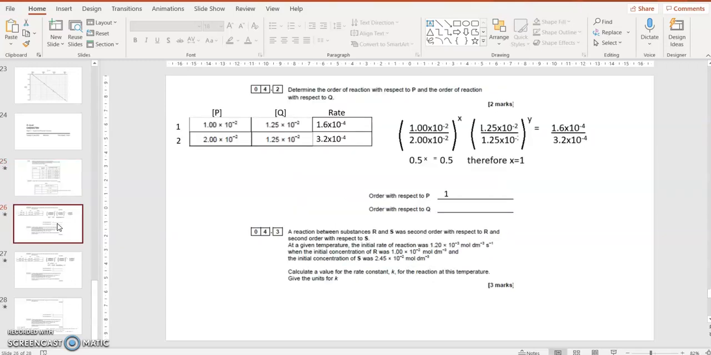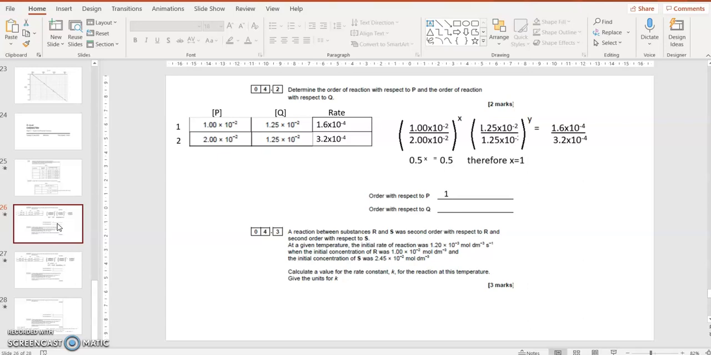So now I can do my usual thing: 1 times 10 to the minus 2 divided by 2 times 10 to the minus 2, to the power of whatever the order with respect to P is. I've called it x. Then 1.25 times 10 to the minus 2 divided by 1.25 times 10 to the minus 2, to the power y. That's the order with respect to Q. That's not going to matter because it's going to cancel anyway. The two rates are 1.6 times 10 to the minus 4 divided by 3.2 times 10 to the minus 4. I could flip it if I wanted to, but I've kept it the same, to be honest.